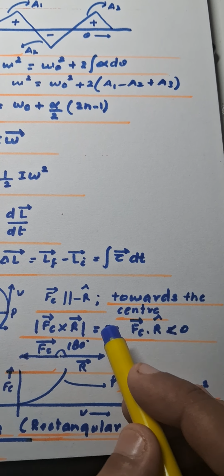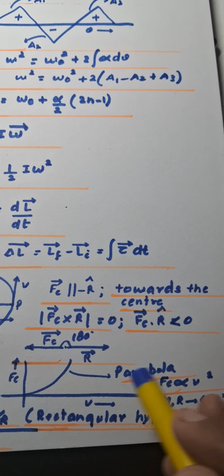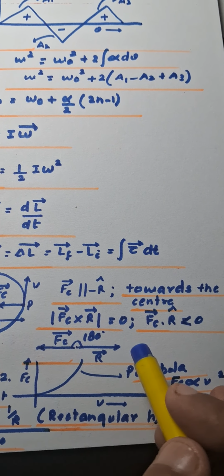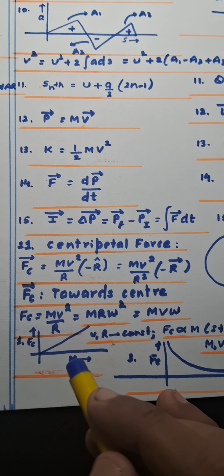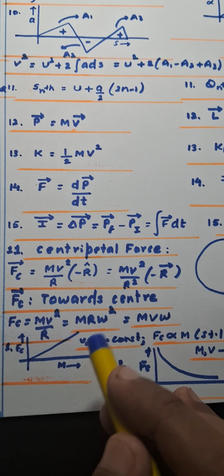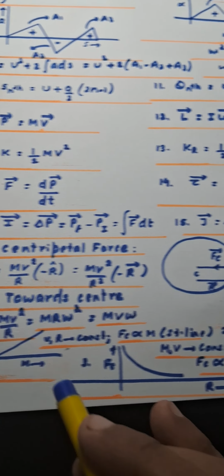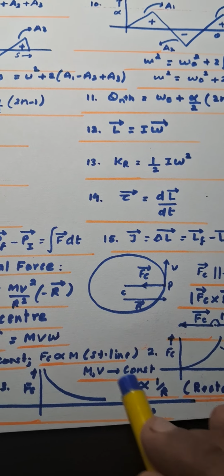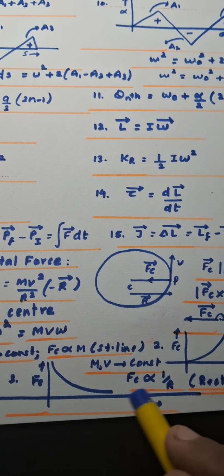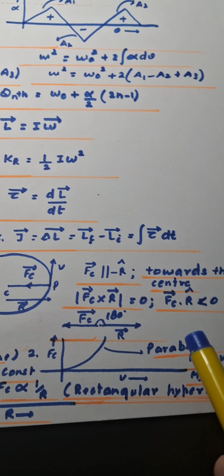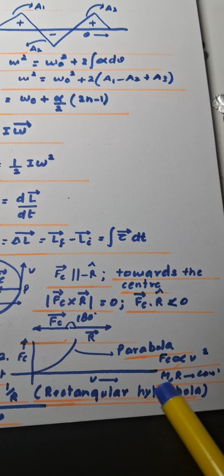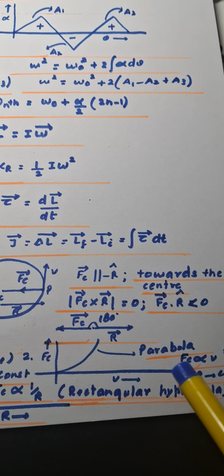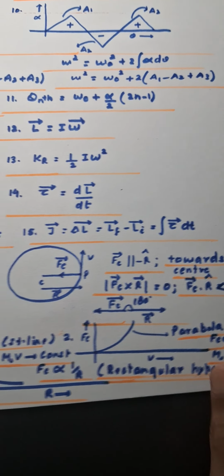Its cross product is 0 with the radius vector, the dot product is negative, and the angle between centripetal force and radius vector is 180 degrees. Analyzing the graph between centripetal force and mass, if v and r are constant, the graph will be a straight line. And if mass and velocity are constant, then force will be proportional to 1 by r, and the graph will be a rectangular hyperbola. And for the graph between centripetal force and velocity, when mass and radius are constant, the graph will be a parabola itself. So this is how we can analyze the various points related to the graph.